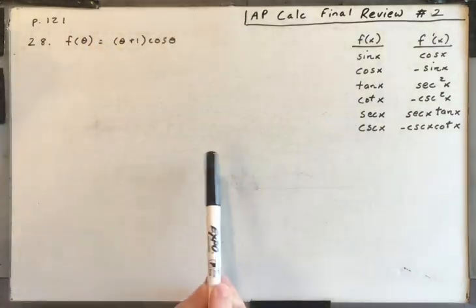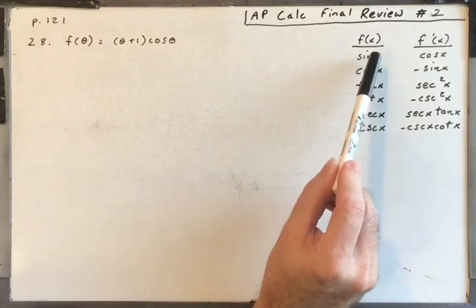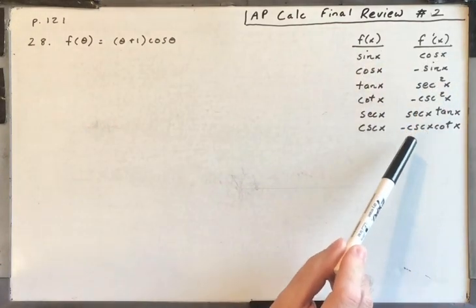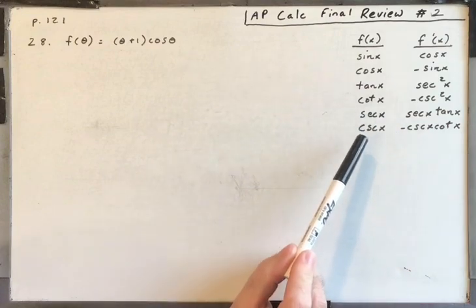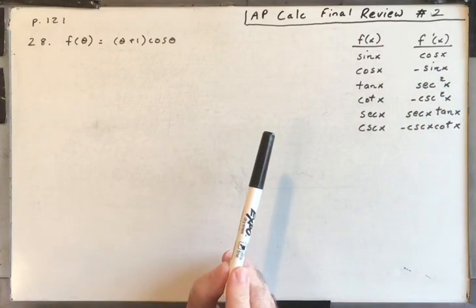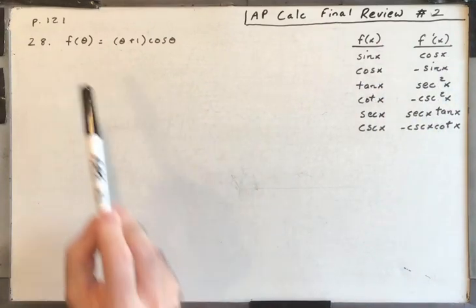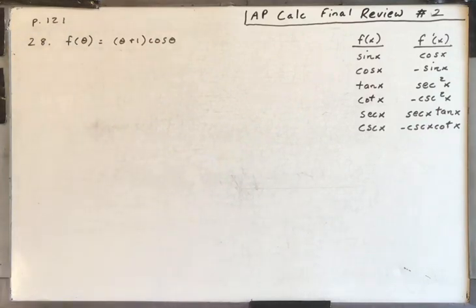I went ahead and wrote down the trig derivatives, and you will want this on your cheat sheet if you're using a cheat sheet. Otherwise, you gotta just completely memorize it. So pause the video, make sure you write those down. If you're already making your cheat sheet, make some space for that. Turn to page 121, and let's start at number 28.